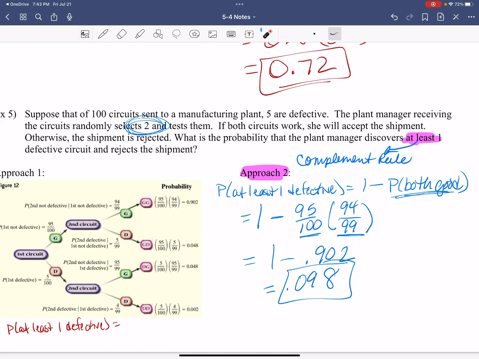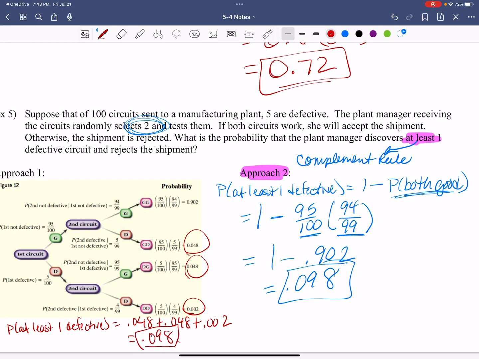So if that's happening, that I have it, all of these probabilities are what we're looking at. So I'm going to add those together. 0.048 plus 0.048 plus 0.002. And that is, add all those up, what do you get? 0.098. Oh, same thing, right? You can go through writing it all out, doing a whole ton of probabilities, or this approach number 2 is the easiest case scenario that you're looking at here.